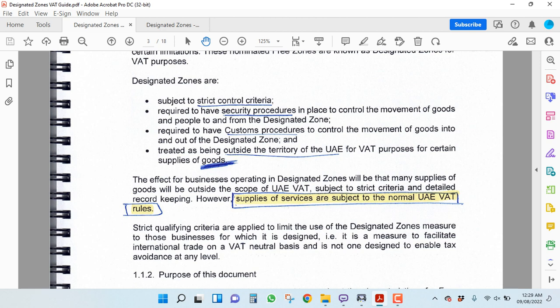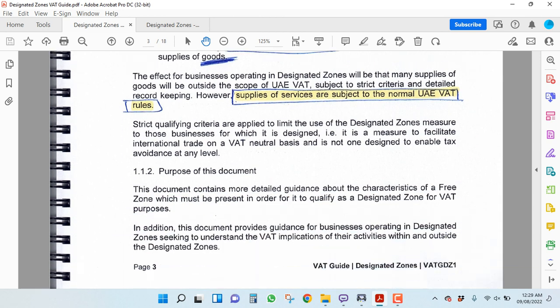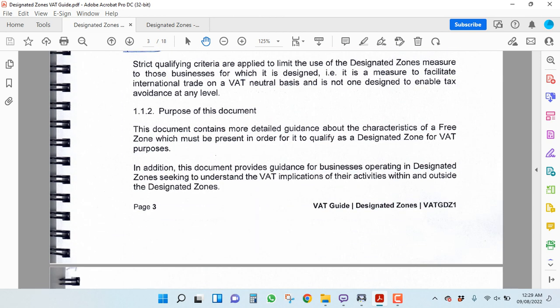That is, it is a measure to facilitate international trade on a VAT neutral basis and is not designed to enable tax avoidance at any level. This document contains more detailed guidance about the characteristics of a free zone which must be present in order for it to qualify as a designated zone for VAT purposes. In addition, this document provides guidance for businesses operating in designated zones seeking to understand the VAT implications of their activities within and outside the designated zone.